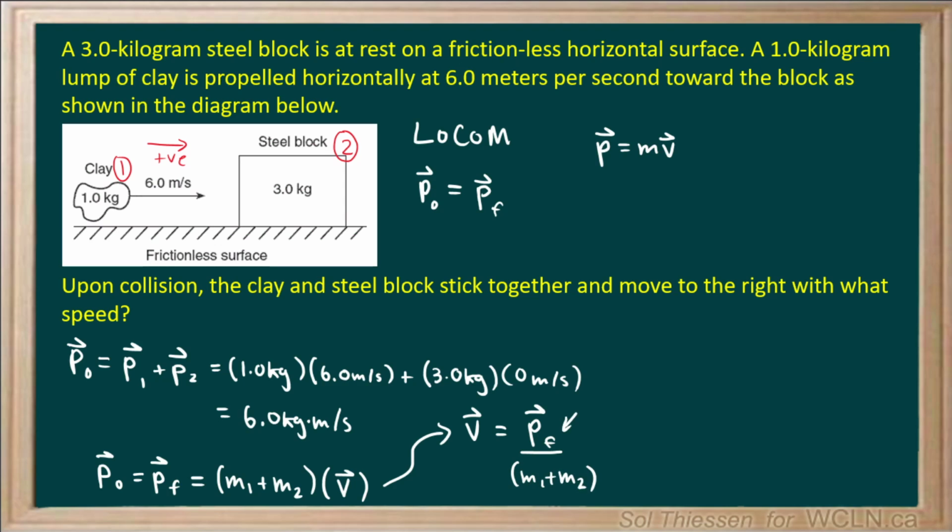Keep in mind, final momentum is the same as initial momentum. We know the initial momentum to be 6 kilogram meters per second, so we can substitute in our values here. 6 kilogram meters per second divided by the combined mass, 1 kilogram plus 3 kilograms. So this boils down to 6 divided by 4, which is 1.5. Our units will be meters per second.